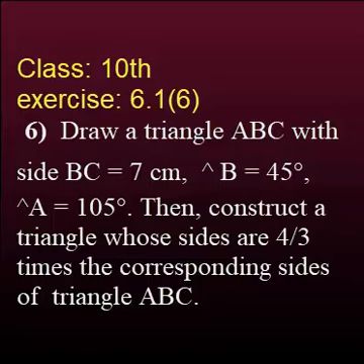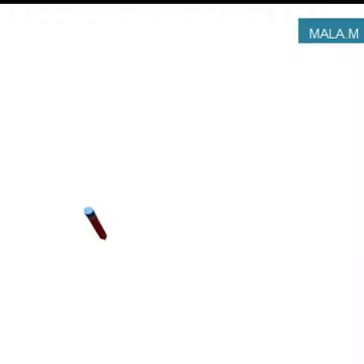Exercise number 6.1. Let's read the 6th problem. Draw a triangle ABC with side BC 7 cm, angle B 45 degrees, angle A 105 degrees. Then construct a triangle whose sides are 4 upon 3 times the corresponding sides of triangle ABC. Let's see how to construct this triangle. Children, let's go to the construction part.